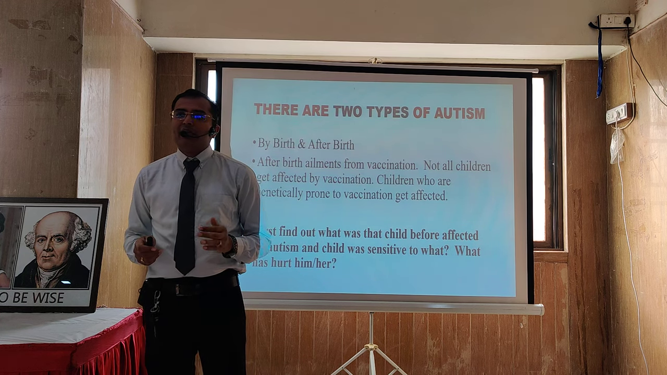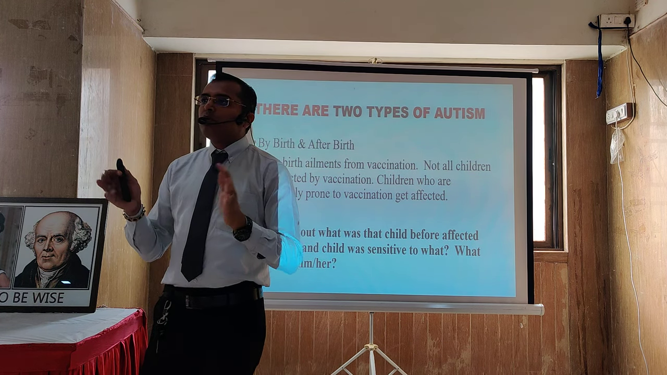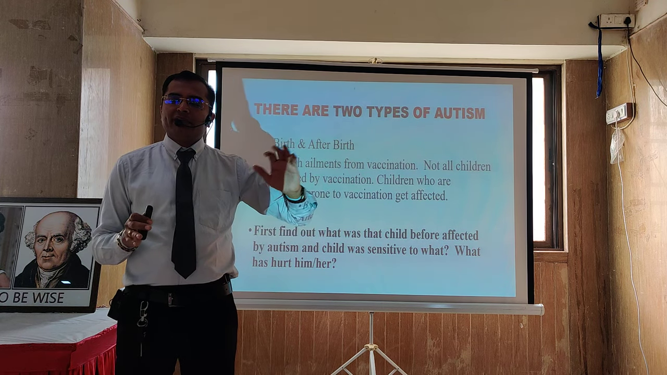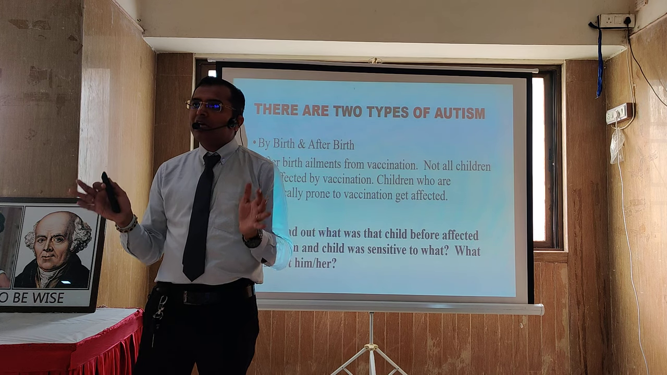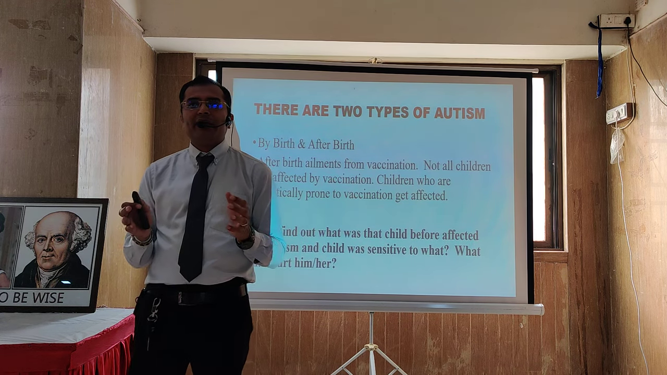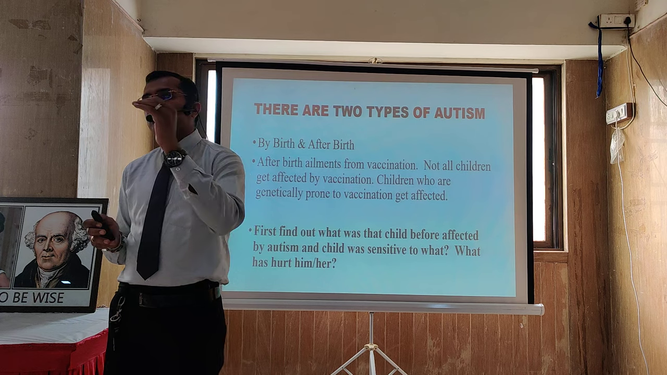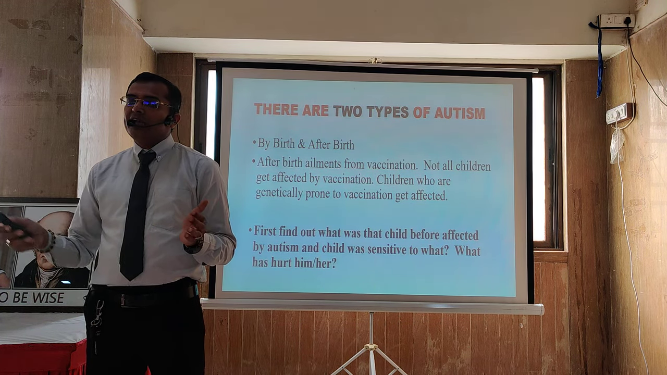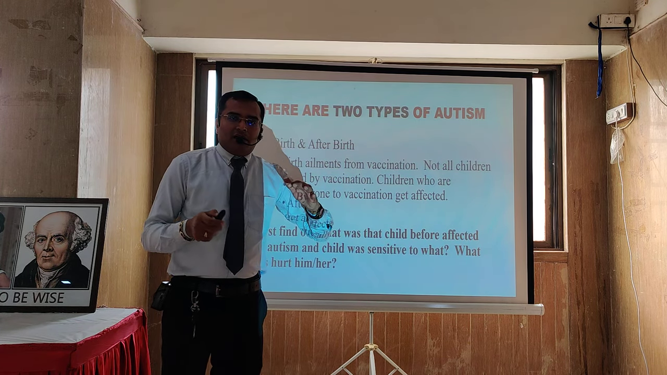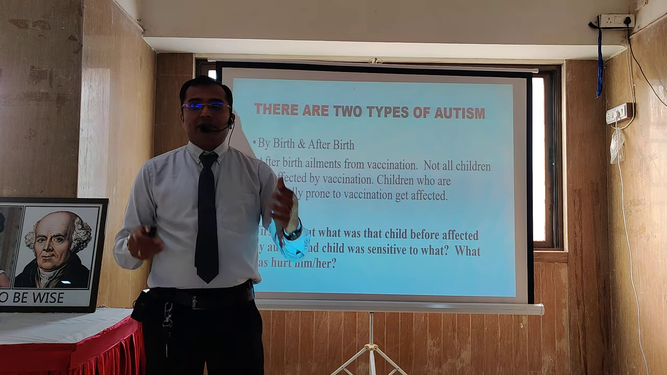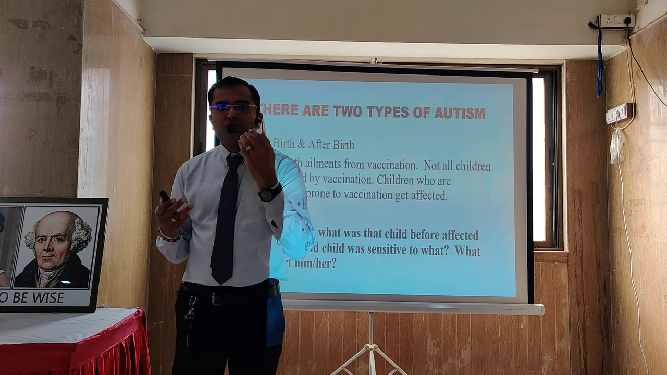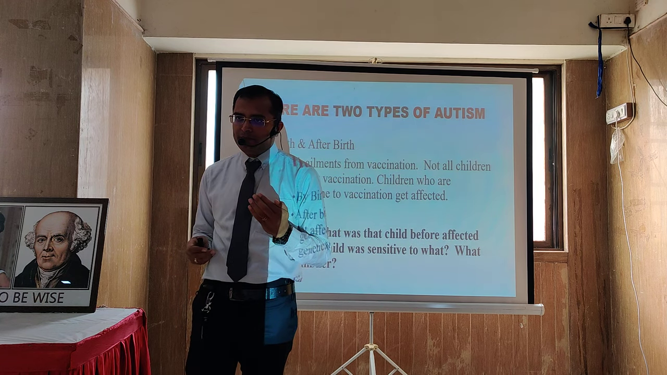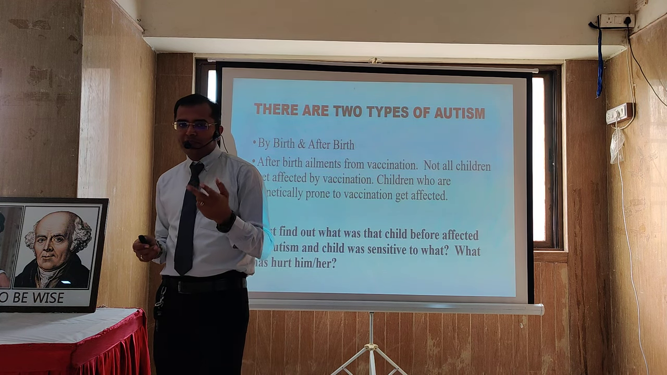Sometimes you find that the mother says that up to 2.5 years my child was absolutely normal. I will show you one case that will guide you. My child is absolutely normal, but circumstances made this child go into non-communication and non-socialization. That is after-birth autism. And sometimes the mother says that from 7-8 months he is not communicating with us, he is not smiling with us. So this is by-birth autism. Are you getting it? So these are two things we have to understand.